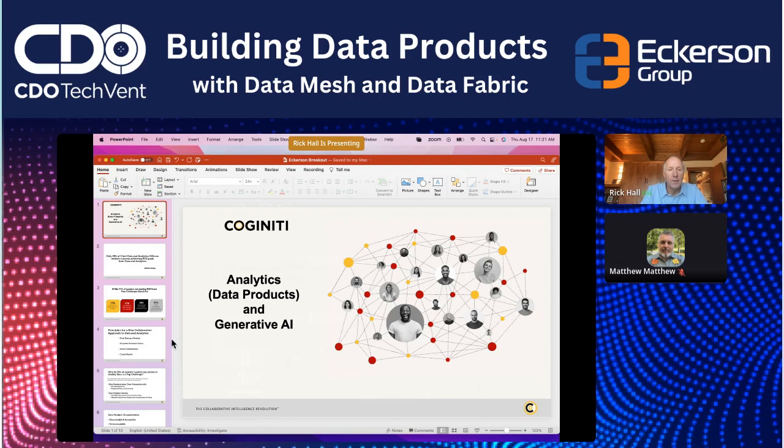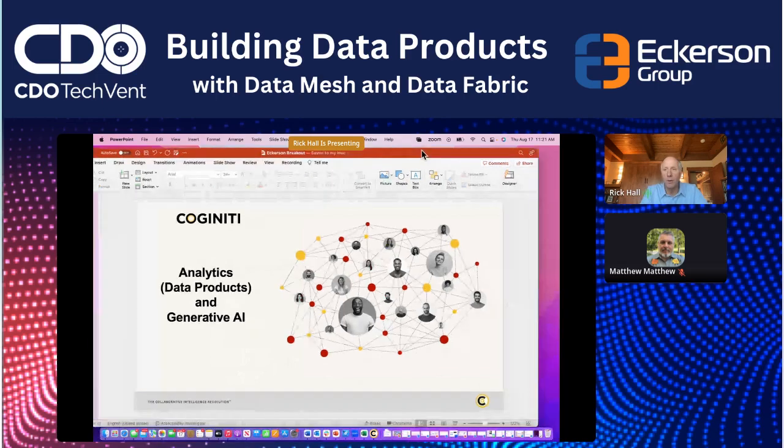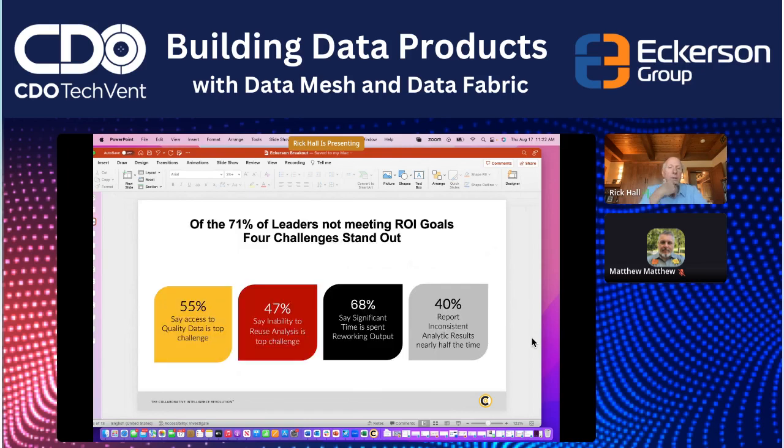So the starting point to all this is maybe to think about what are the problems that our customers are really trying to solve, right? And then from there, we can think about how data products and how generative AI fits in. What's incredibly true and unfortunate is how often chief data officers indicate they're not achieving success with their goals today. So one of our key questions is going to be, how do we solve for that?